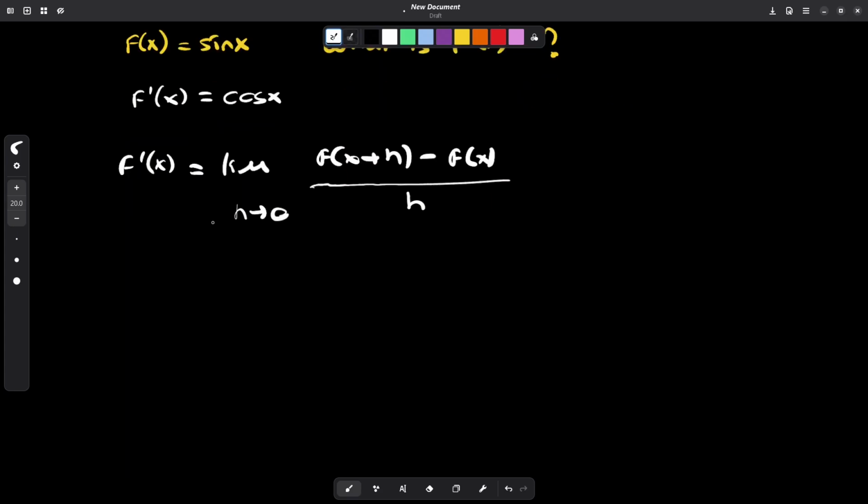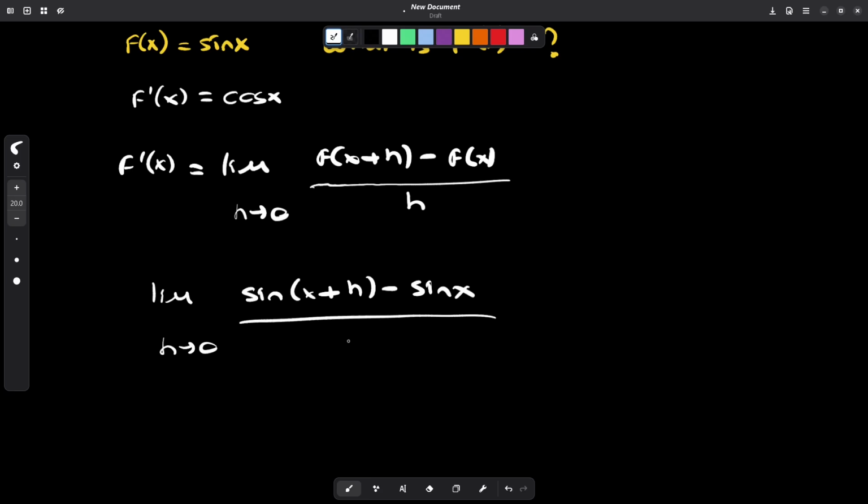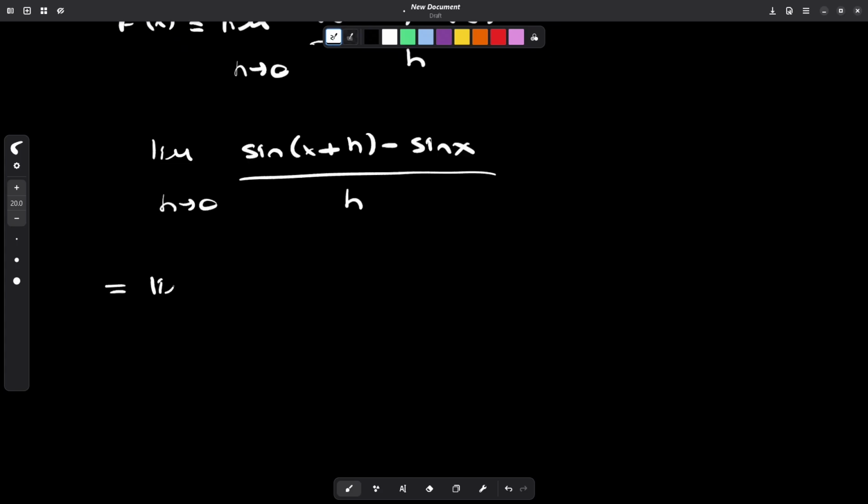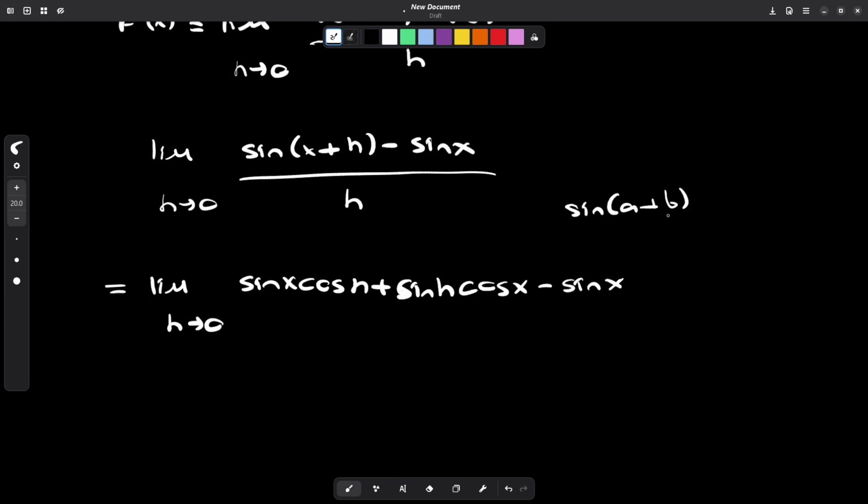Let's try to evaluate this derivative. Let's differentiate this with the limit. Limit as h approaches 0, our f(x) is sine x, so sine(x plus h) minus sine x over h. I can't do much here. I need to remember the property of the trigonometric function sine(x plus h). I can write this part as sine x times cosine h plus sine h times cosine x, minus sine x. You can do this for sine(a plus b).